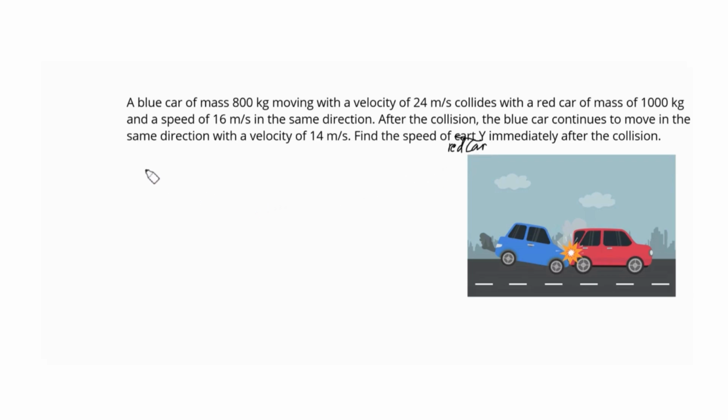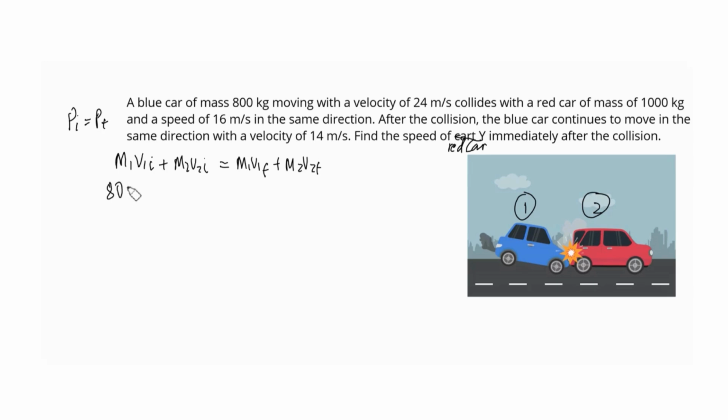Okay, and so let's go ahead and work through this. Again, I start with the same thing. P initial equals P final. M1 V1 initial plus M2 V2 initial must equal M1 V1 final plus M2 V2 final. I'm going to call this guy number 1, that guy number 2.